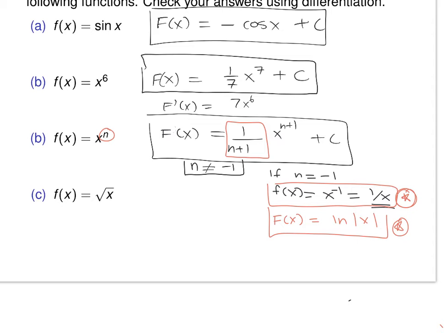Okay, so let's anti-differentiate x to the root x, which is x to the power of 1/2. We can use this formula, or the same pattern that got us this thing, right? So capital F of x will be x to the 1/2 plus 1, because when you take the derivative you take away 1, but for the antiderivative you add 1, right? Do the opposite. And then divide by 1/2 plus 1.